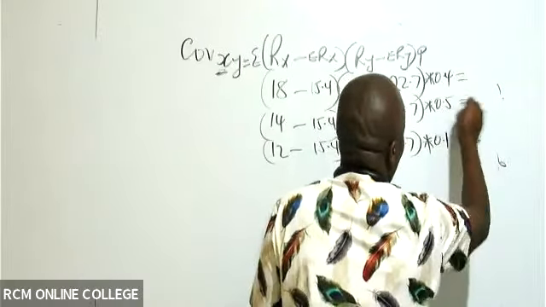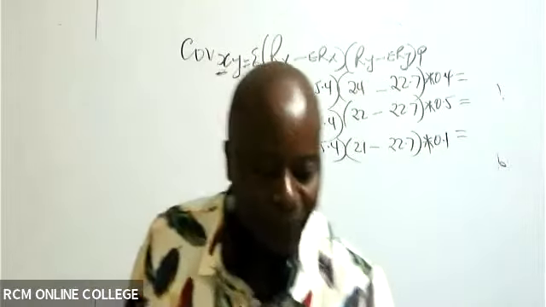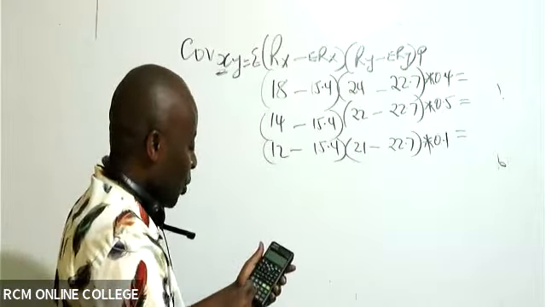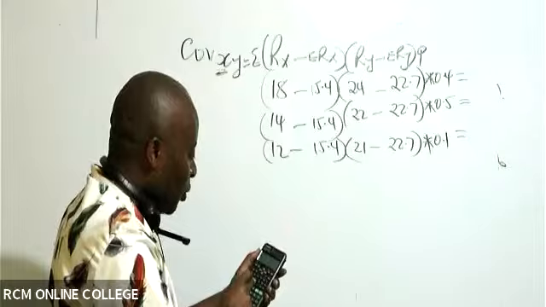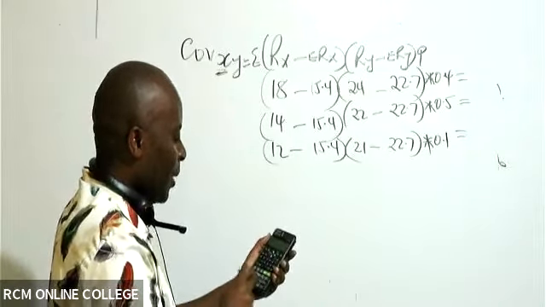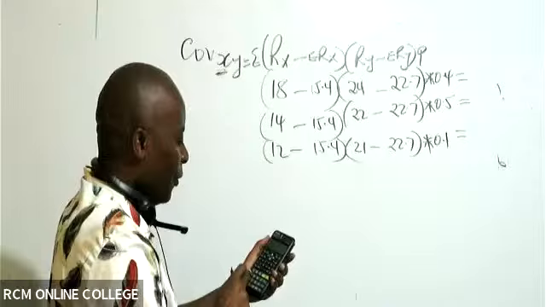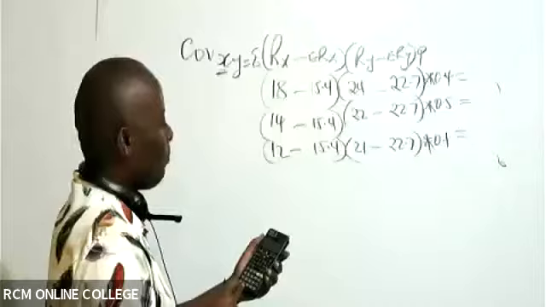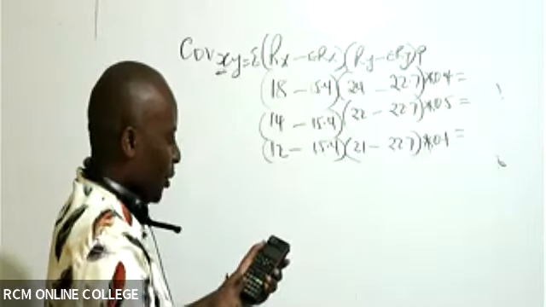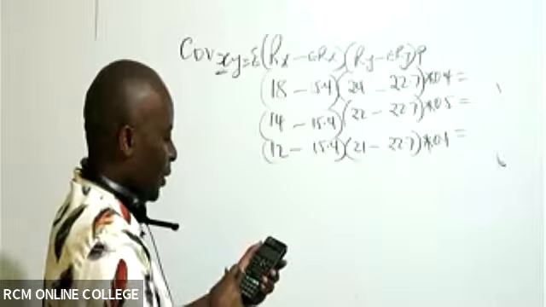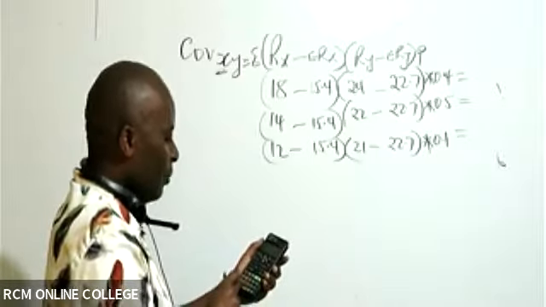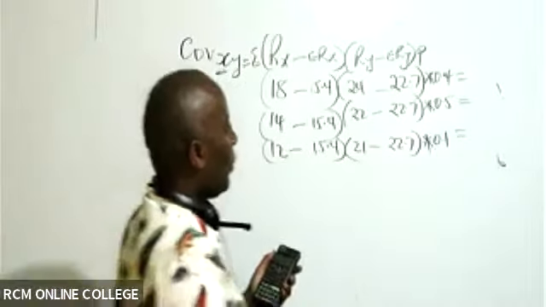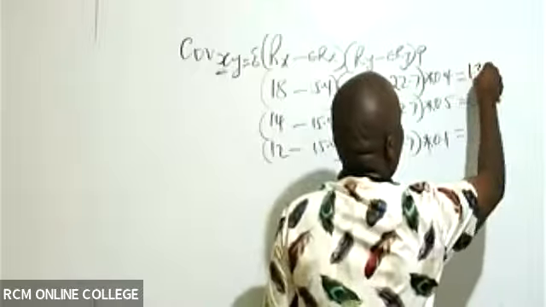Then you take your calculator. So this calculator, you say on. It's quite early in the morning, you can easily get a student who is using a calculator which is off. So you say on, open brackets, 18 minus 15.4, close, times, open, 24 minus 22.7, close, times 0.4. You say equals. Ladies and gentlemen, I'm getting 1.352. Is there somebody who is able to get 1.352?